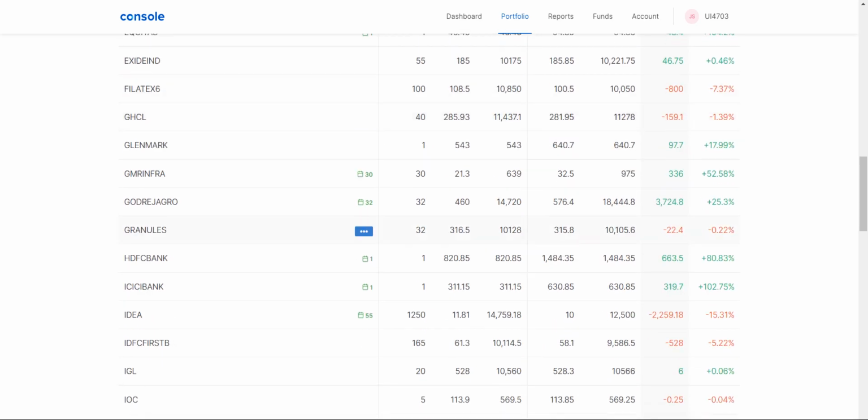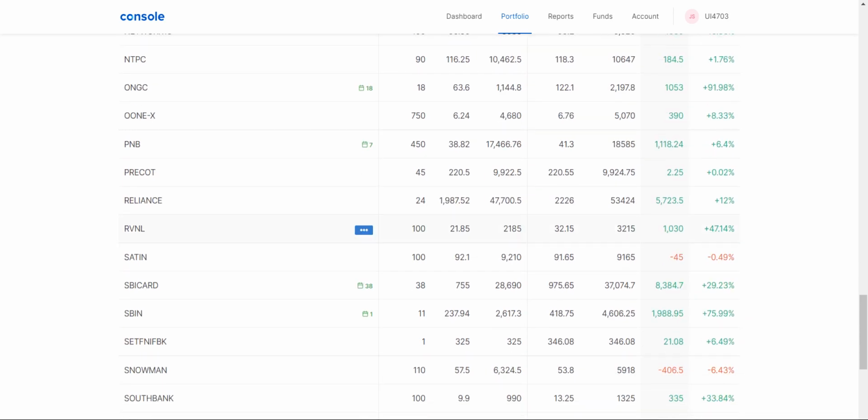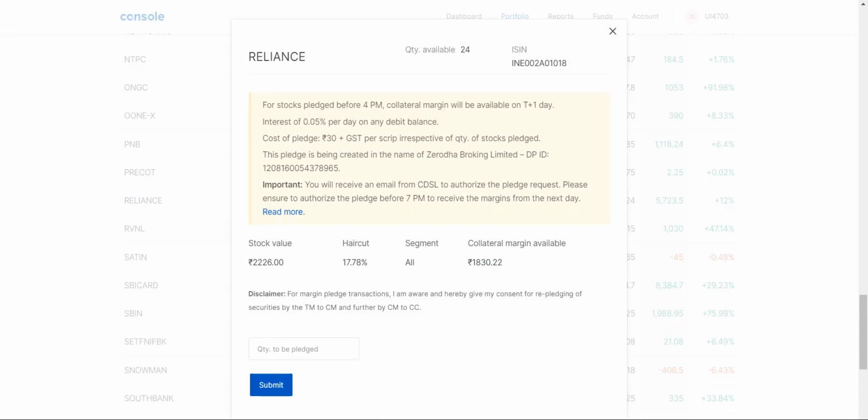If you want to pledge any stock in Zerodha, just see, for example, Reliance. For pledging Reliance shares, you have to click on the three dots, then you will be able to see Pledge for margin. Basically, when you do this activity, you can't sell this particular stock. For selling this stock, you need to unpledge it. Just like you do the pledge for this particular stock, the same way you have to unpledge it.